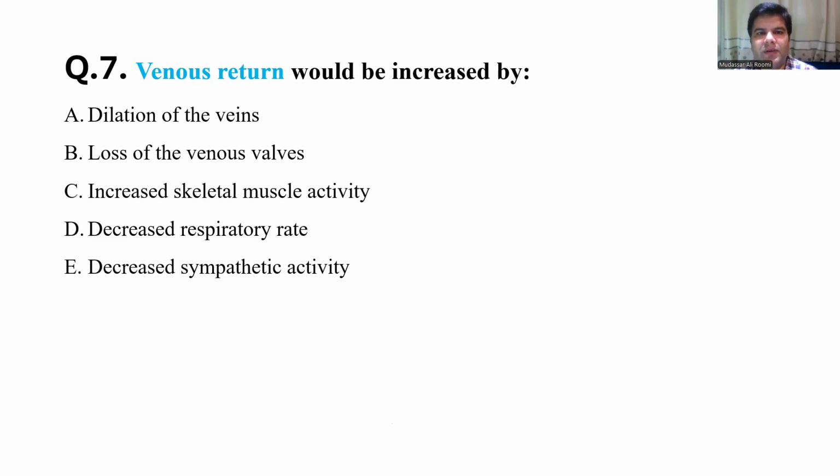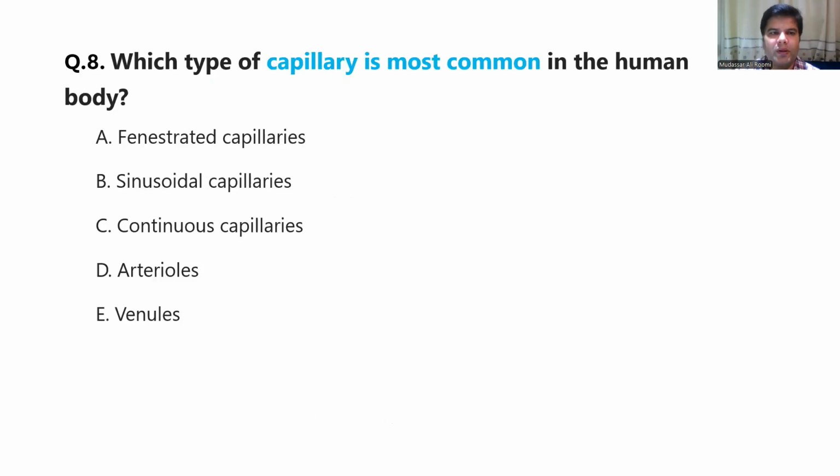Next question: venous return would be increased by dilation of veins, loss of venous valves, increased skeletal muscle activity, decrease in respiratory rate, and decrease sympathetic activity. And the answer is increased skeletal muscle activity. So the factors that increase venous return are presence of the venous valves and also the contraction of skeletal muscles around the veins, increase respiratory rate, and increase sympathetic activity.